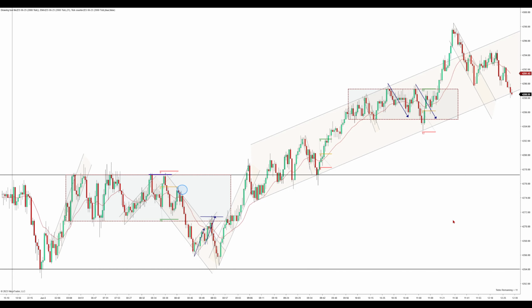I'm trading the ES futures on a 2000 tick chart with a 21 EMA. So I've got the overnight highs up here and the overnight lows down here. These are our key levels for the day.